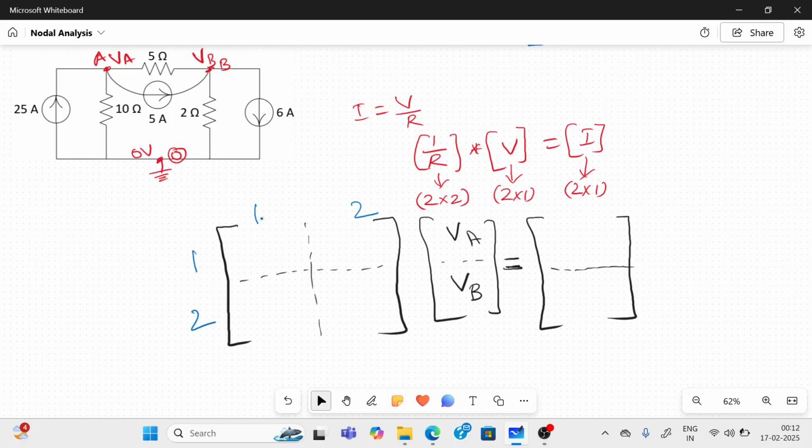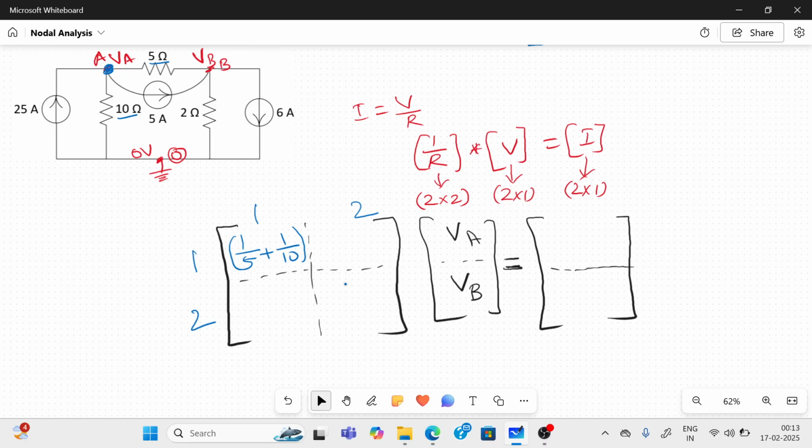Yes. So what are the resistors connected with node 1? The resistors connected with node A are 5 and 10. Take a reciprocal of each and add. Same as before, the diagonals are adding, but here adding by reciprocal of the resistance. So the 5 ohm is connected, take a reciprocal, 1 by 5, plus another 10 ohm is connected, take a reciprocal of the 10, 1 by 10, both will be added.